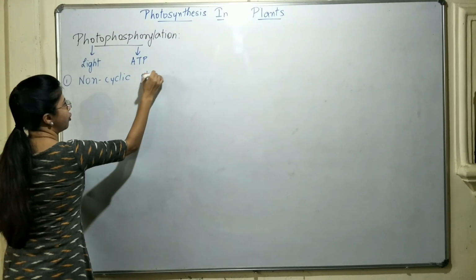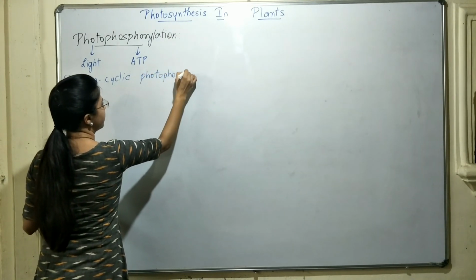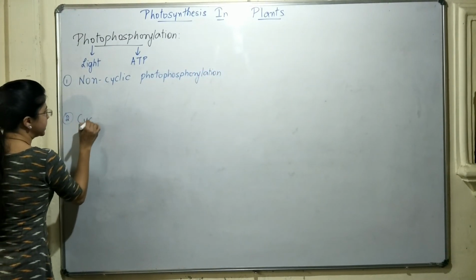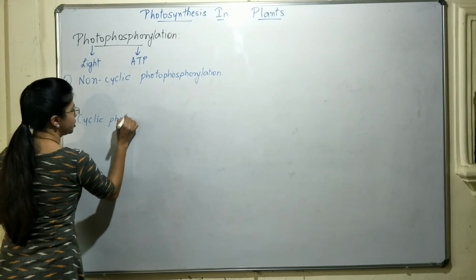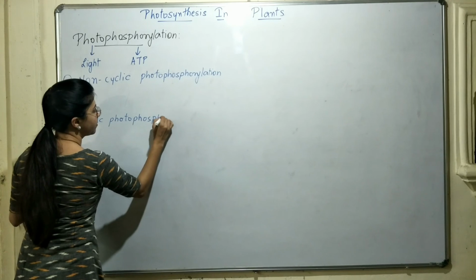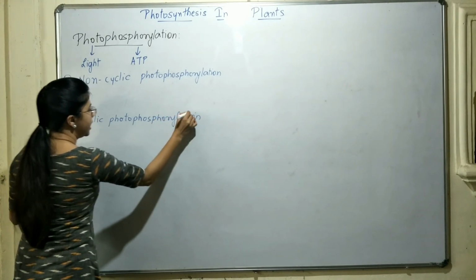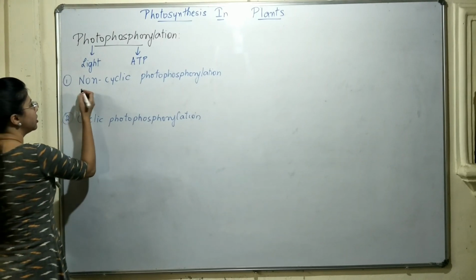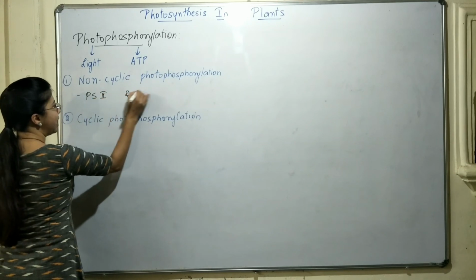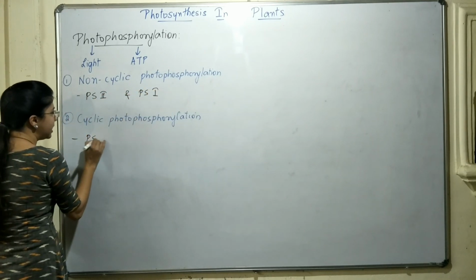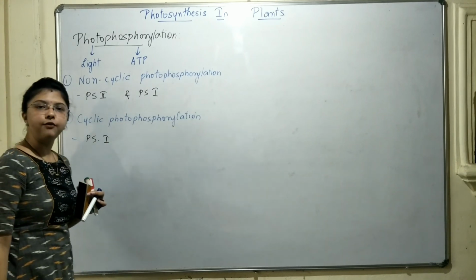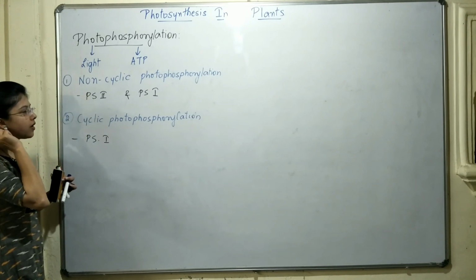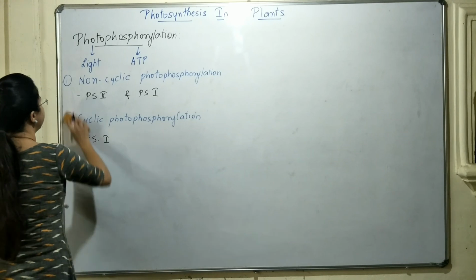Non-cyclic photophosphorylation and the second is cyclic photophosphorylation. The non-cyclic photophosphorylation involves both photosystem 2 and photosystem 1, whereas cyclic photophosphorylation involves only photosystem 1. So we'll one by one study in detail the non-cyclic photophosphorylation and then the cyclic photophosphorylation.